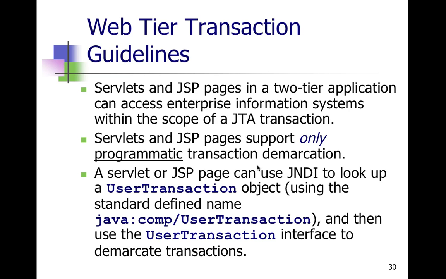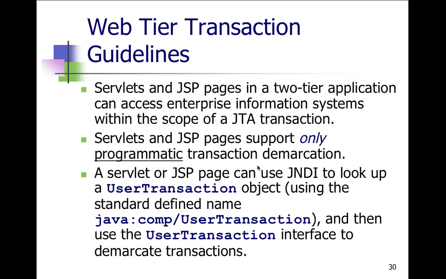So the web tier is the front end. It's the HTTP portal into the server. It's usually housed on a single computer, but it may also be containing the Enterprise Java Bean servers, and it might actually be all on one physical machine, or it might be separated out. But the tier itself, the servlets and the JSP pages in a two-tiered application can access enterprise information systems within the scope of the transaction, the Java Transaction API transaction.